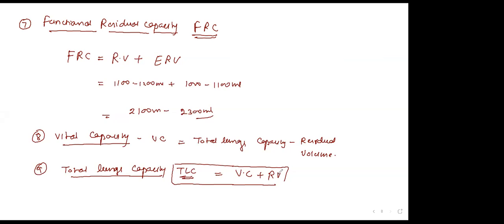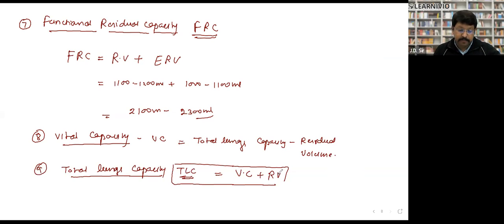And this is all about the respiratory volumes. So we have completed today till respiratory volumes. Put the heading in for the next class. Next class we are going to do exchange of gases.